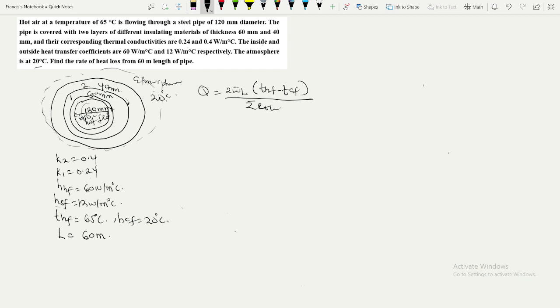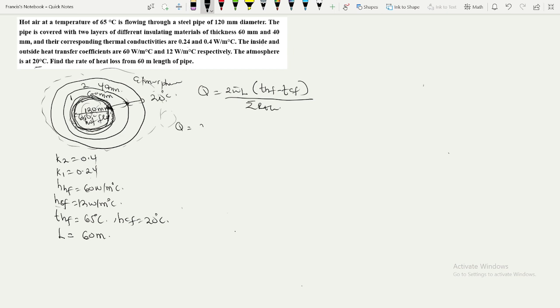Now you are supposed to find the radii, right? And one thing you should also take note of is that we weren't given the thermal conductivity of the steel pipe. So it means that the steel pipe is very thin, such that its resistance is negligible. That is why they didn't even specify whether the diameter was inside or outside. So we have the hot fluid flowing to the pipe, then from the pipe to the first insulation layer, and then from the first insulation layer to the second insulation layer.